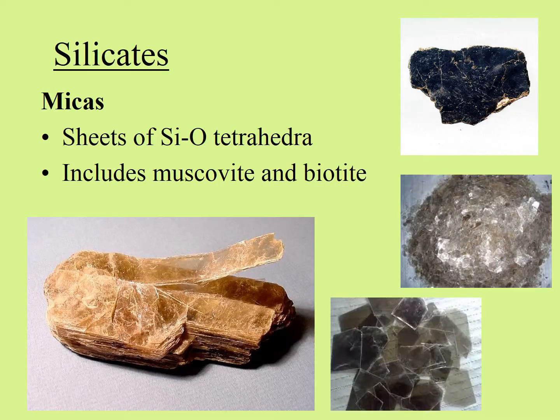The next group of silicates are micas. And micas come in sheets, as I mentioned, and examples would include muscovite and biotite. And here you see a bunch of platy minerals from each of those mineral types. The darker one is biotite, and the bottom three images are muscovite.